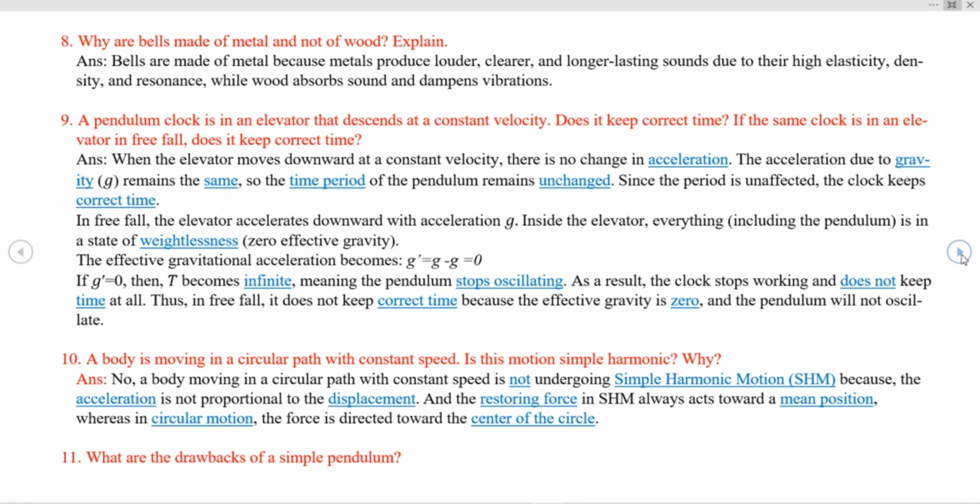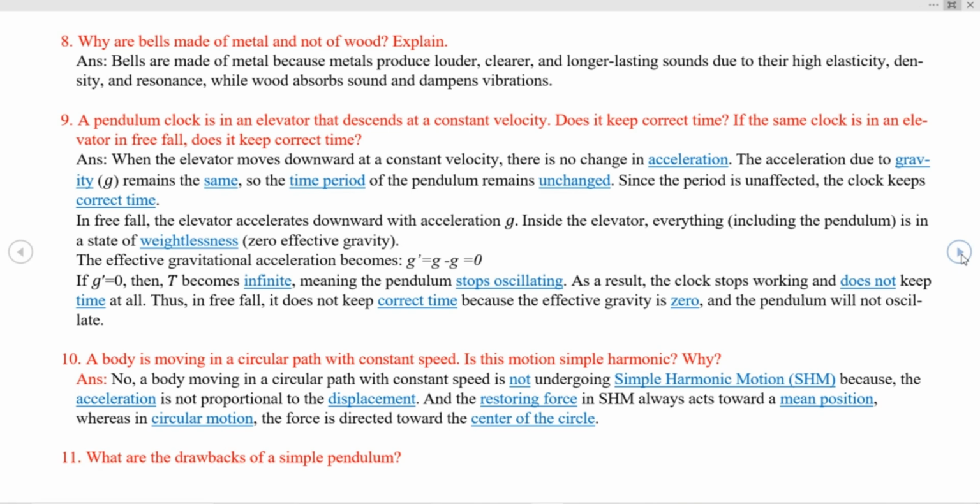Next question we have is, a body is moving in a circular path with constant speed. Is this motion simple harmonic and why? So our answer should be like no, because a body moving in a circular path with constant speed is not undergoing SHM because the acceleration is not proportional to its displacement, and the restoring force in SHM always acts towards a mean position, whereas in circular motion the force is directed toward the center of the circle.